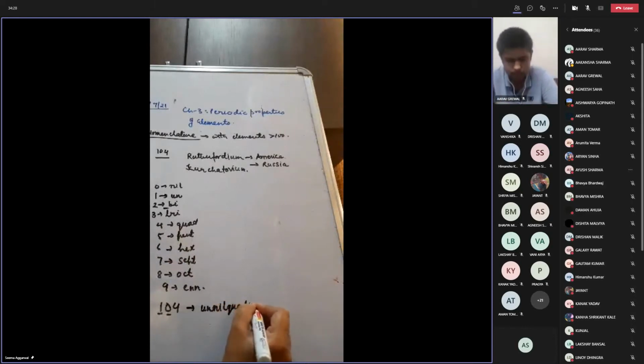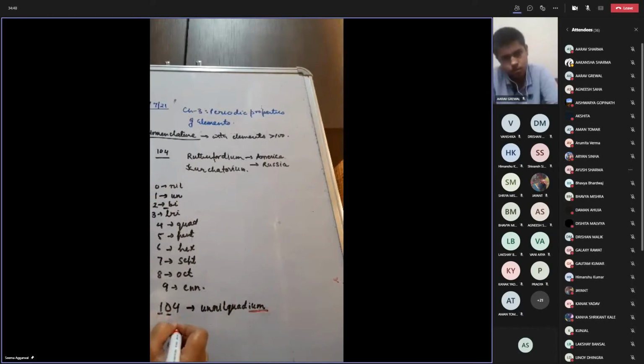At the last we add the suffix ium. So it is quite easy. For every digit we use its name as the word root, and then we add its ium.